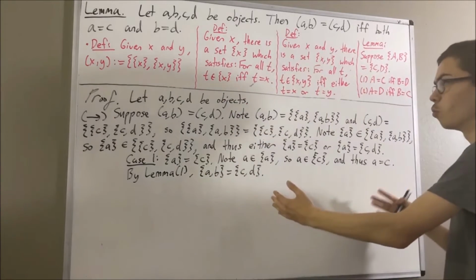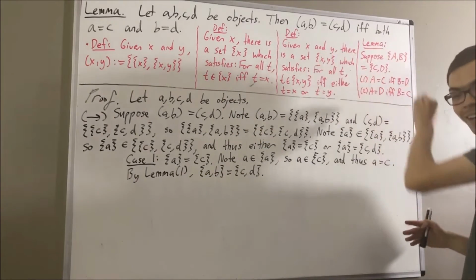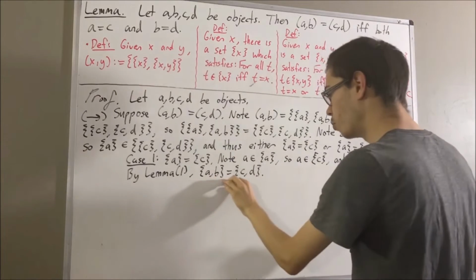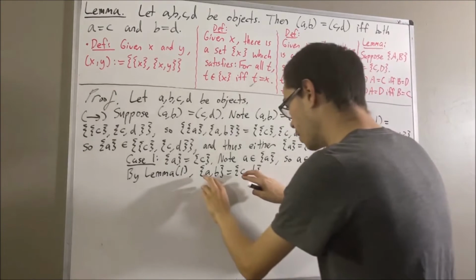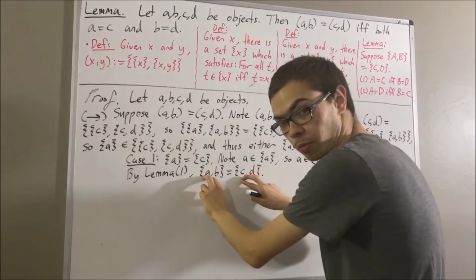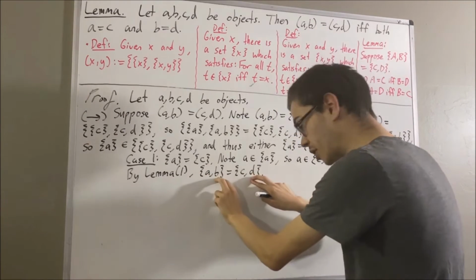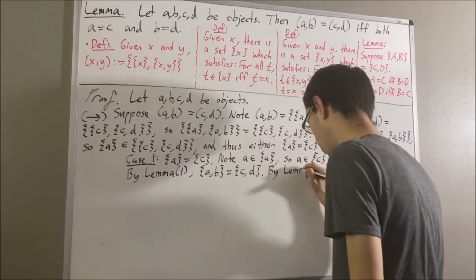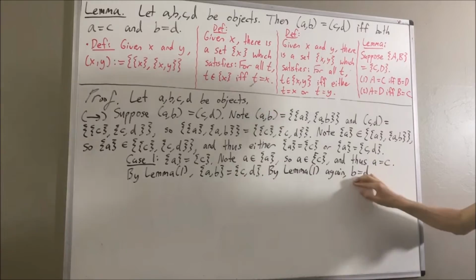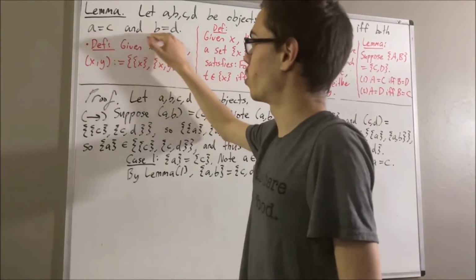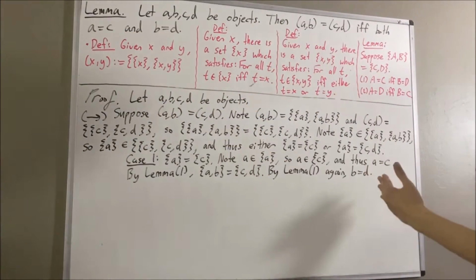But now, we can apply part one of our lemma again, right? We see that we have two pair sets that are equal, but based on what we have here, these two parts of our pair set are equal. So these two must be equal. So we have shown that A is equal to C and B is equal to D, which is exactly what we wanted to show. So that completes case one.